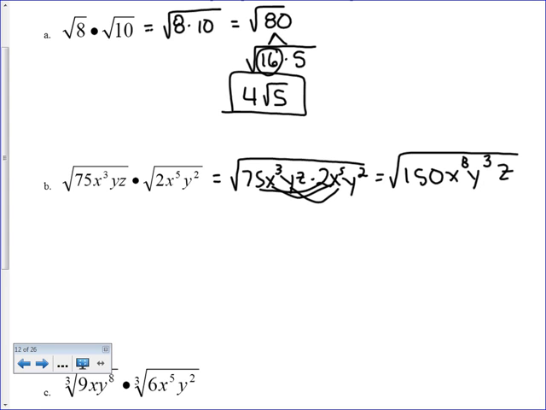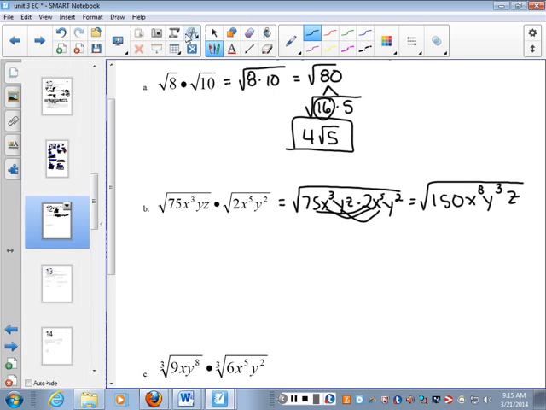Step 2 is simplify. This is what we did last class. So I actually want you to try to simplify this one. Try to break up your numbers, try to break up your variables. If you weren't here, you might ask your neighbor. But try to simplify that one.